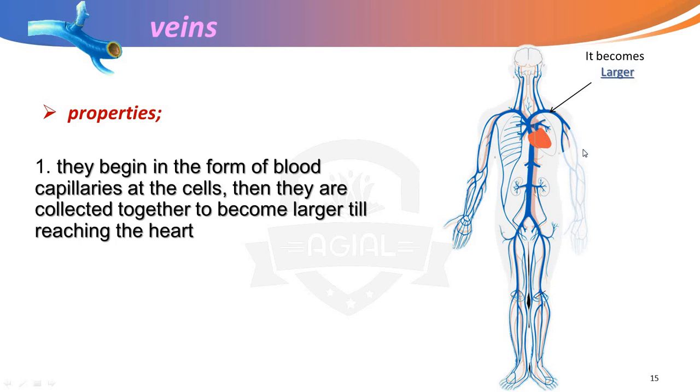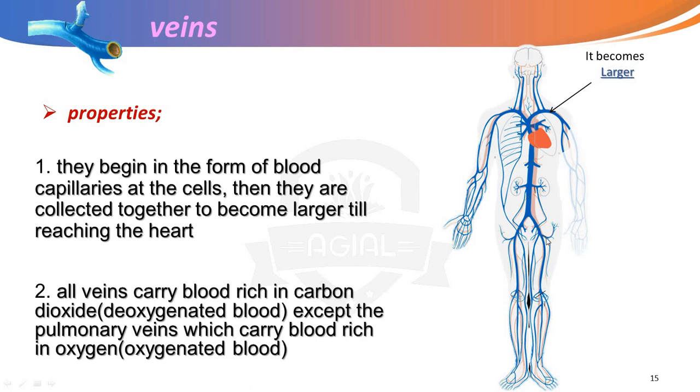the heart. All veins carry blood rich in carbon dioxide, like the superior vena cava and inferior vena cava, as the blood comes from all the body parts full of wastes like carbon dioxide. Then it will reach the heart, passing through the superior vena cava and inferior vena cava. Then it reaches the right atrium. Then it will pass through the valve to the right ventricle.